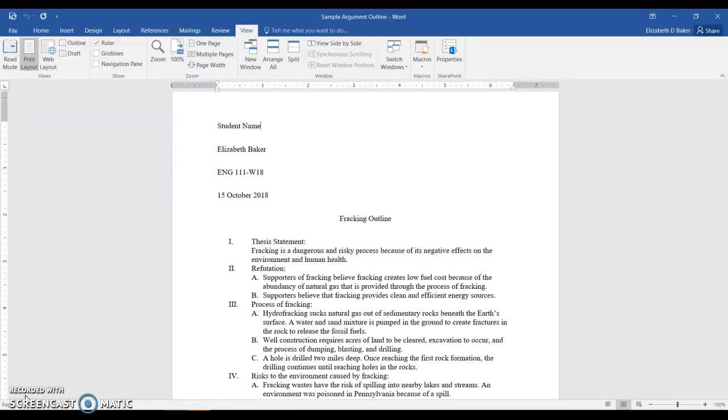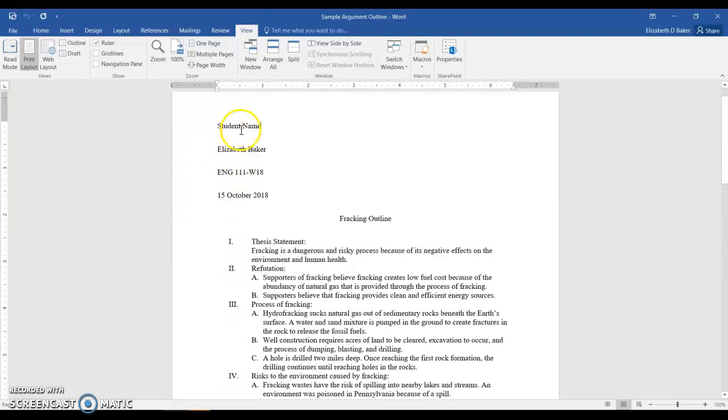So this of course looks great already with the formatting. You can see that there are 1-inch margins all the way around, and we do have Times New Roman 12-point font. And this, of course, is the good MLA heading that's required.